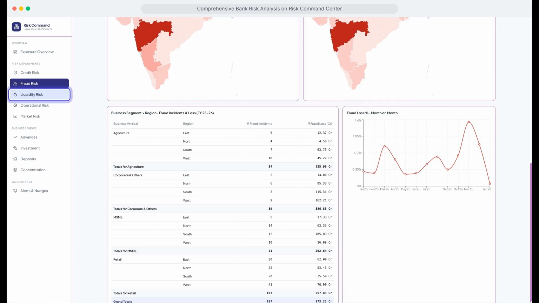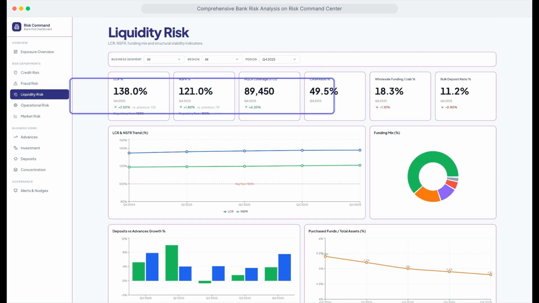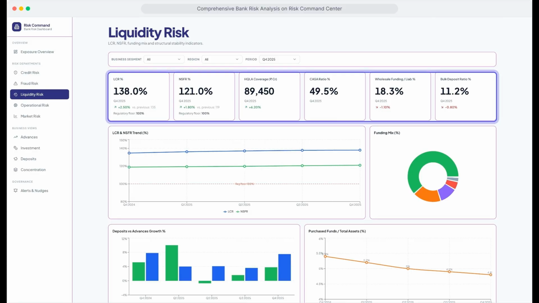This dashboard tracks liquidity strength, funding stability, deposit mix, wholesale funding dependence, and early signals of liquidity pressure. It helps the bank understand whether it has adequate liquidity headroom and whether the funding structure is becoming more or less stable. The top cards show LCR, NSFR, HQLA coverage, CASA ratio, wholesale funding as a percentage of liabilities, and bulk deposit ratio.